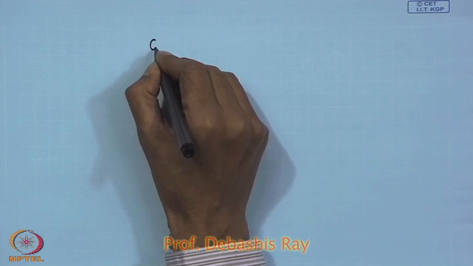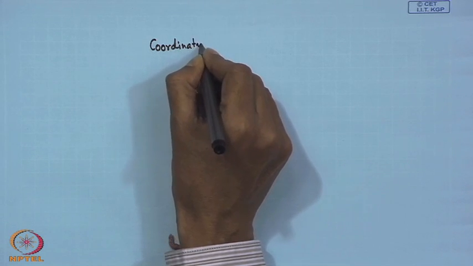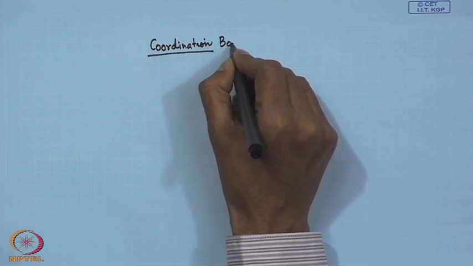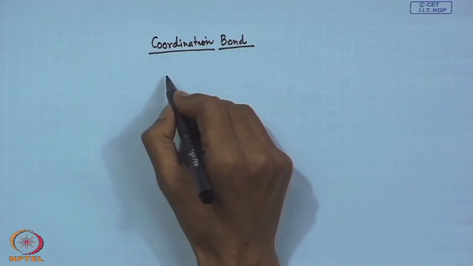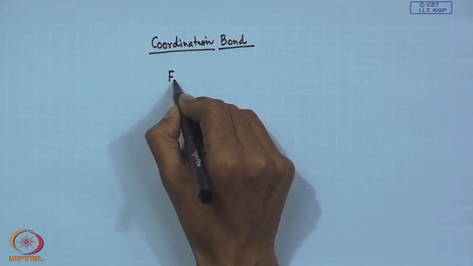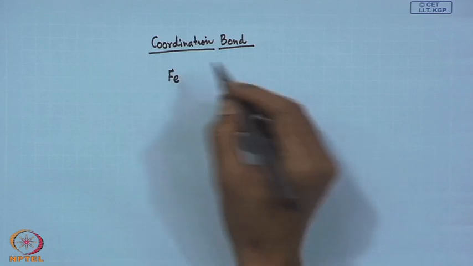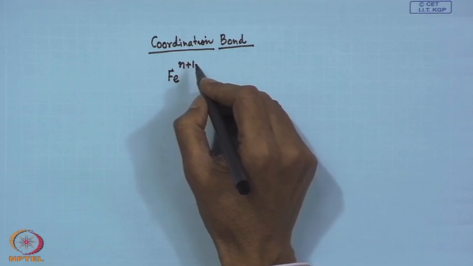Good evening, everybody. So, in this class of coordination chemistry, we will talk about something related to the coordination bond, which is forming particularly when we see that a particular metal center, say iron, is there, and it is not the metallic iron, but iron in some oxidation state n or n plus 1.